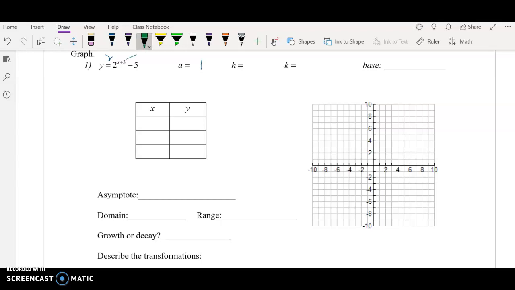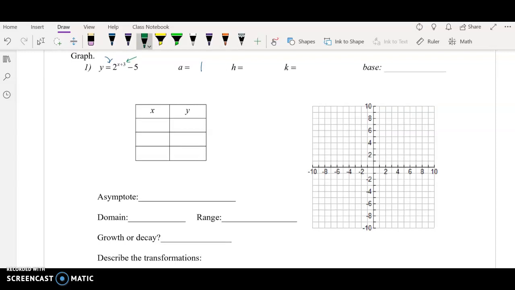Your h value has to be up with the exponent. So right here you see x plus 3. That's going to move your graph left 3, which means we're going to write minus 3. H is going to always be the opposite of what you see there. Your k value is at the end there. It's going to be minus 5. It is moving your graph down 5.